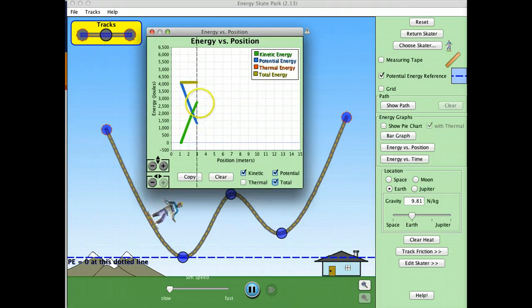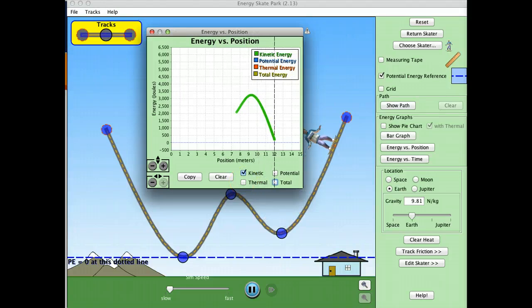Look at the shape of just the green line. Kinetic energy. When he's at his highest, the kinetic energy is lowest. It's the double well upside down. Now we're going to make some more sense out of this. Potential energy. Notice what you see. What's the shape of this graph? The shape of this graph is exactly the shape of the movement of the skier.